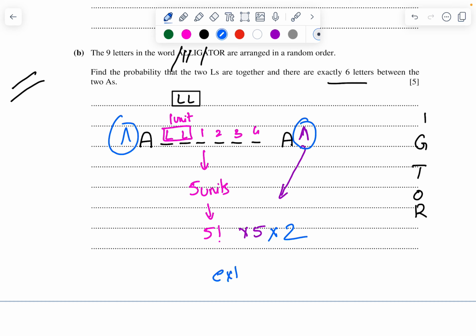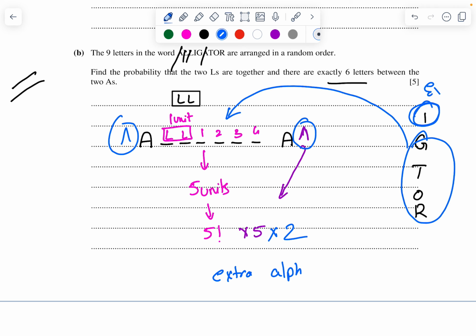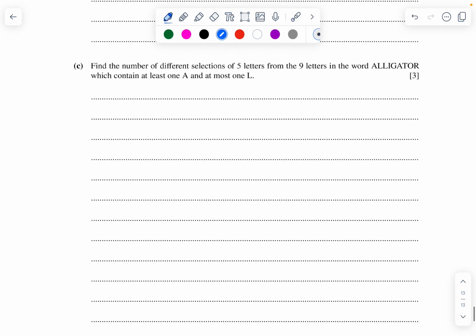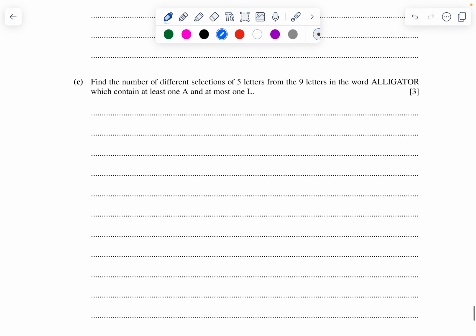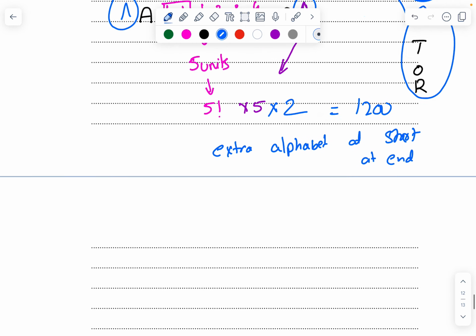That extra alphabet, because we have used only 4. Already we have used 4. One extra alphabet will be left over. That extra alphabet can be there at the beginning, at the start, or at the end. So that's the way. So 5 factorial times 5 times 2. So the answer is going to be 1200.